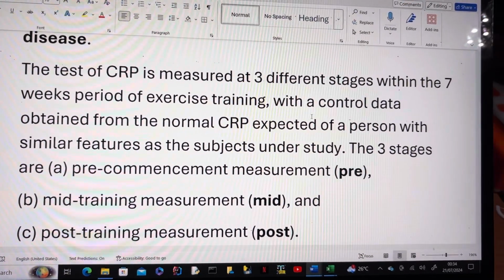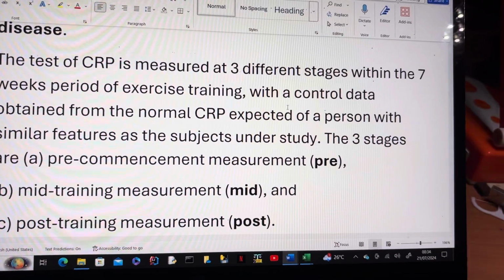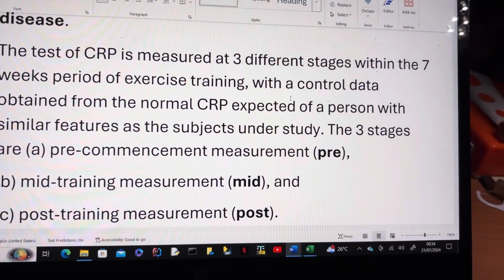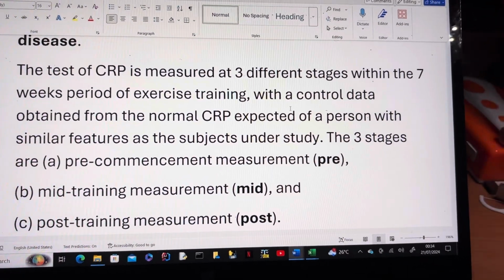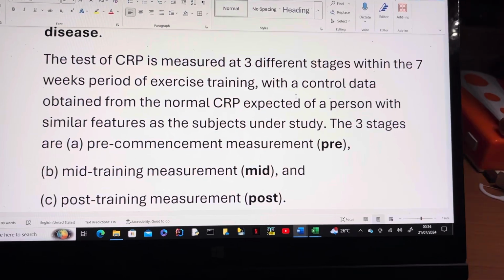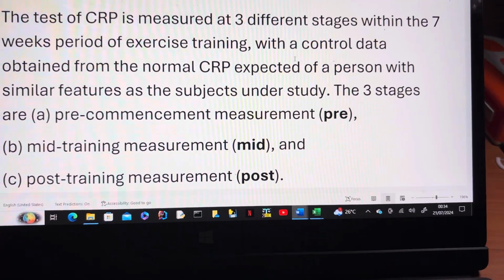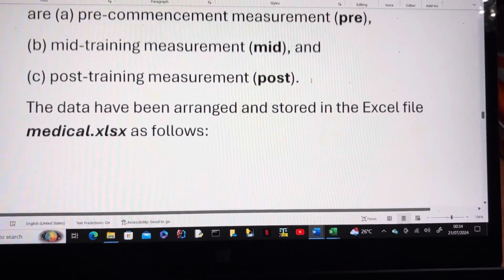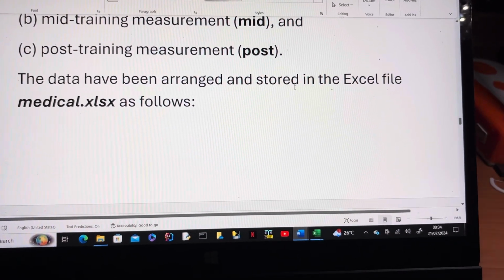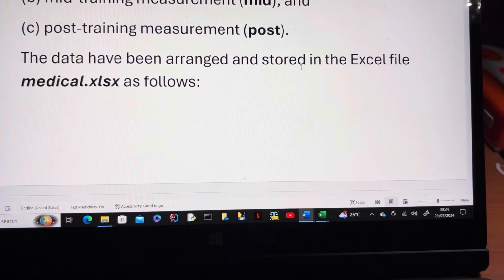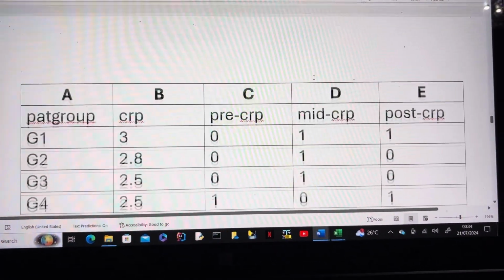The three stages are: A, pre-commencement measurement, which we call here pre. B, mid-training measurement, which we call mid. And C, post-training measurement, which we call post. The data have been arranged and are stored in an Excel file named medical.xlsx as follows. Now let's see how they are arranged.